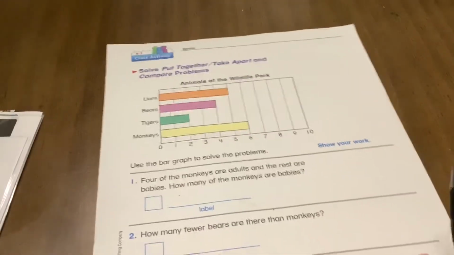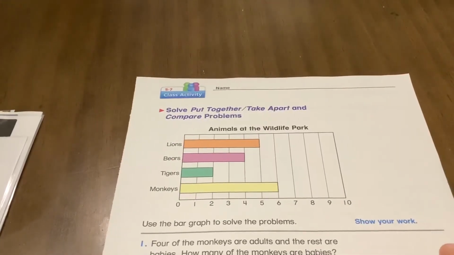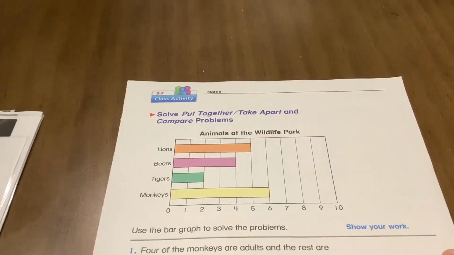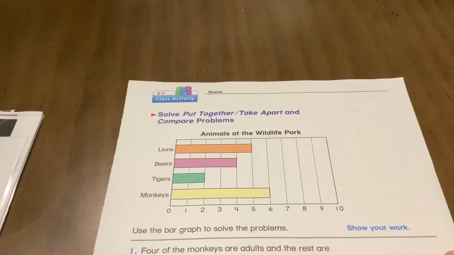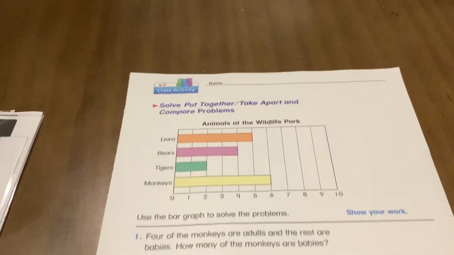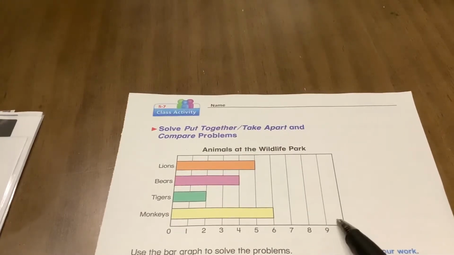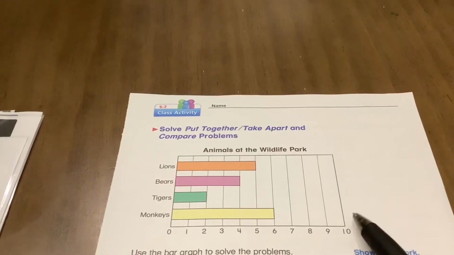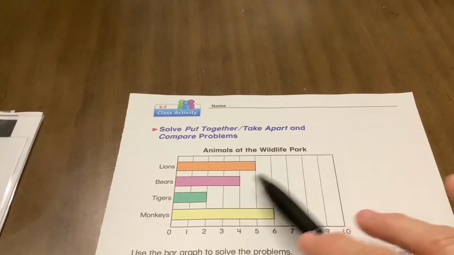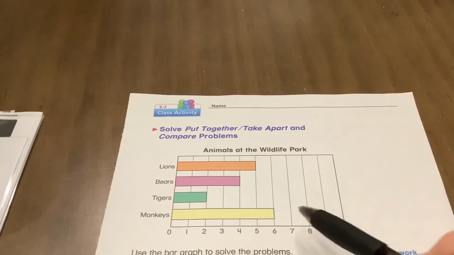Okay, we're going to move on, and today you need page 239. All right, this one's kind of fun because today we get to actually learn how to read the bar graph, and we get to put together and take apart and compare problems. So we're going to answer story problems that have to do with this horizontal bar graph. This bar graph is titled Animals at the Wildlife Park. And like I said, I always like to write the numbers out to the side before I even get started.